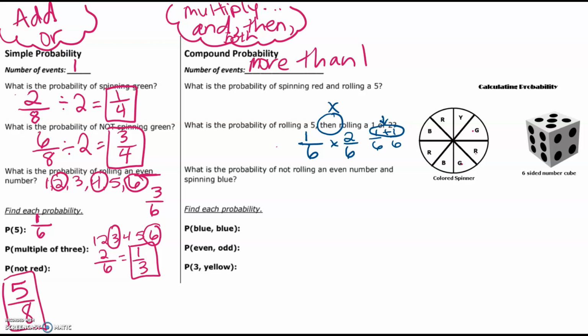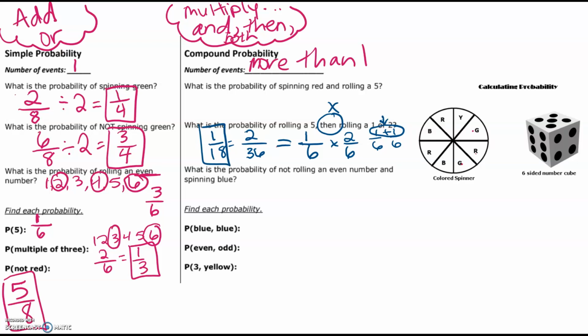So when we multiply those, I'm going to have to work to the left since I have space over here. You go straight across. 2 times 1 is 2. 6 times 6 is 36. And then that simplifies down into 1 over 18. And that is our answer on that one.